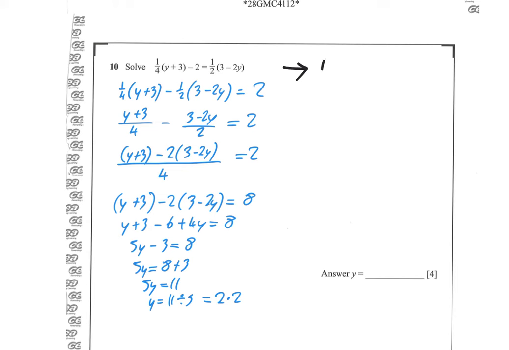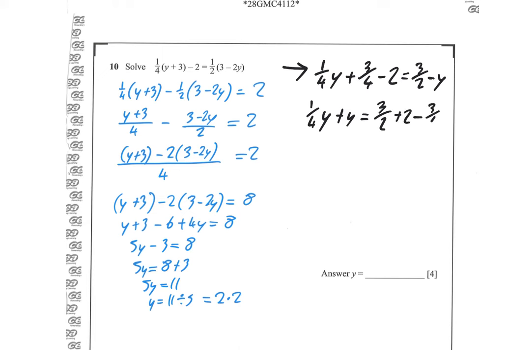So if you just multiply out, you're going to have 1/4 y plus 3/4, then minus 2 is equal to 1/2 times 3, which is just going to be 1.5. I'm just going to write that as 3 over 2. And then 1/2 times minus 2y is minus y. Bring all the y's to one side, you'll have 1/4 y plus y. Everything else clears over the other side, so you have 3 over 2, then plus 2, and then minus 3/4.